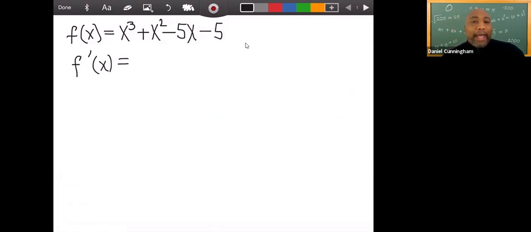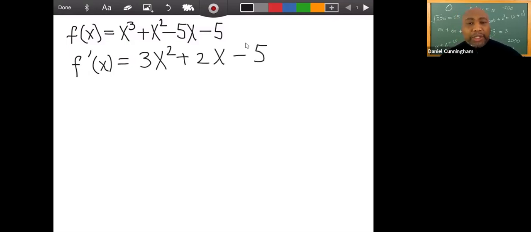To find the extremums and also increasing and decreasing, we're going to take the first derivative. When we take the first derivative of this function, we end up with 3x squared plus 2x minus 5.